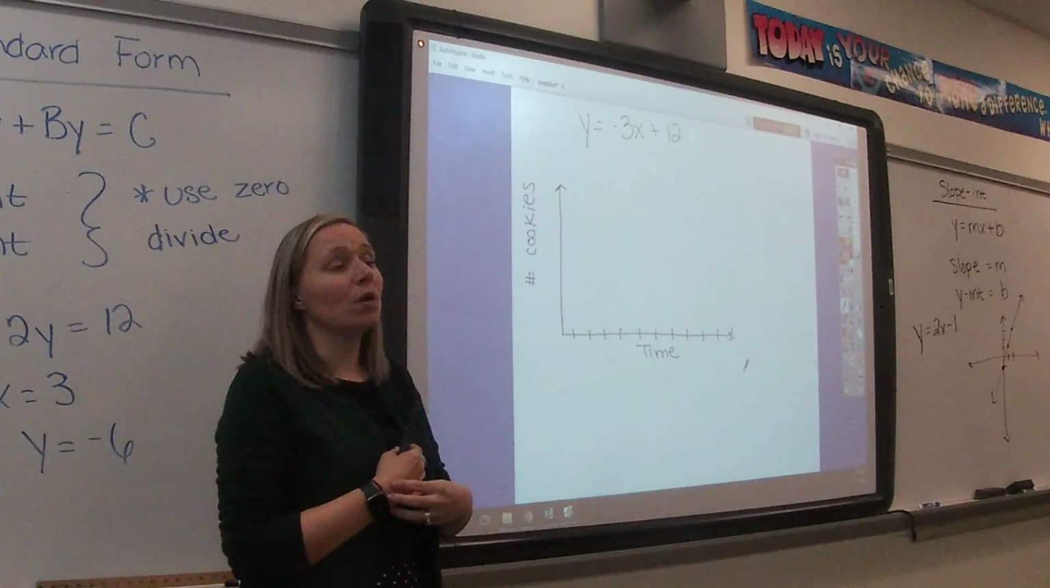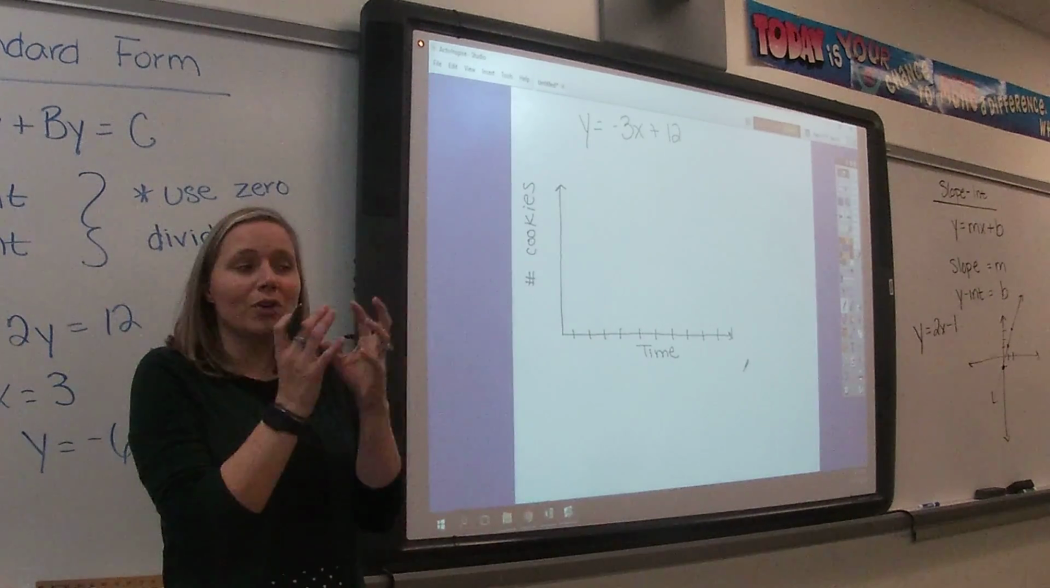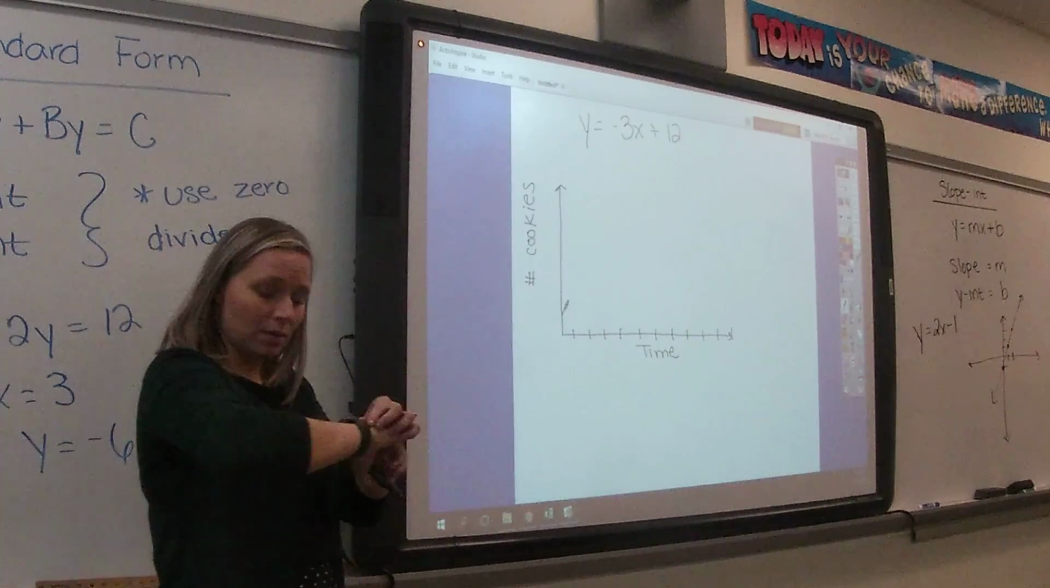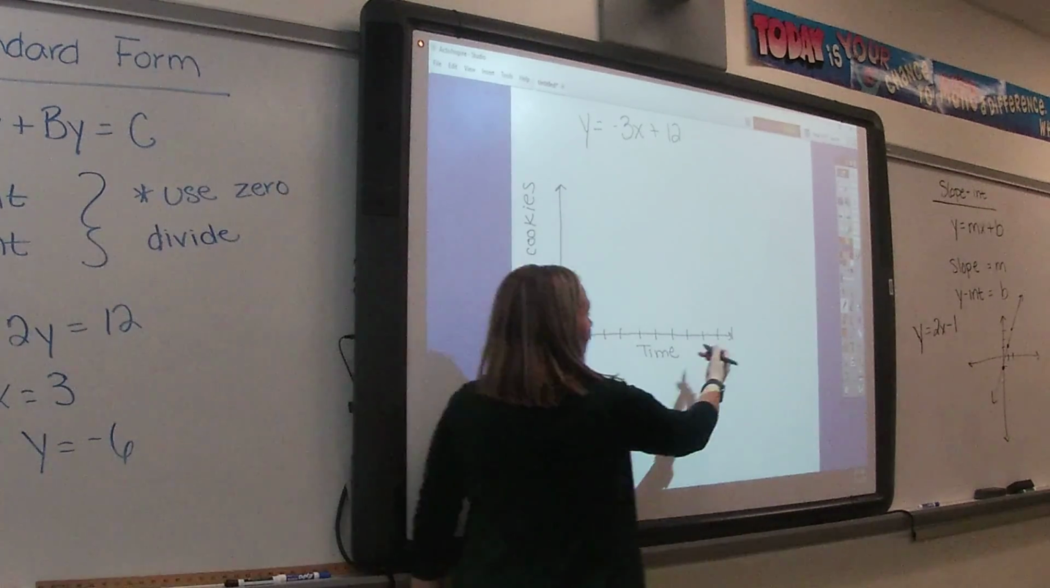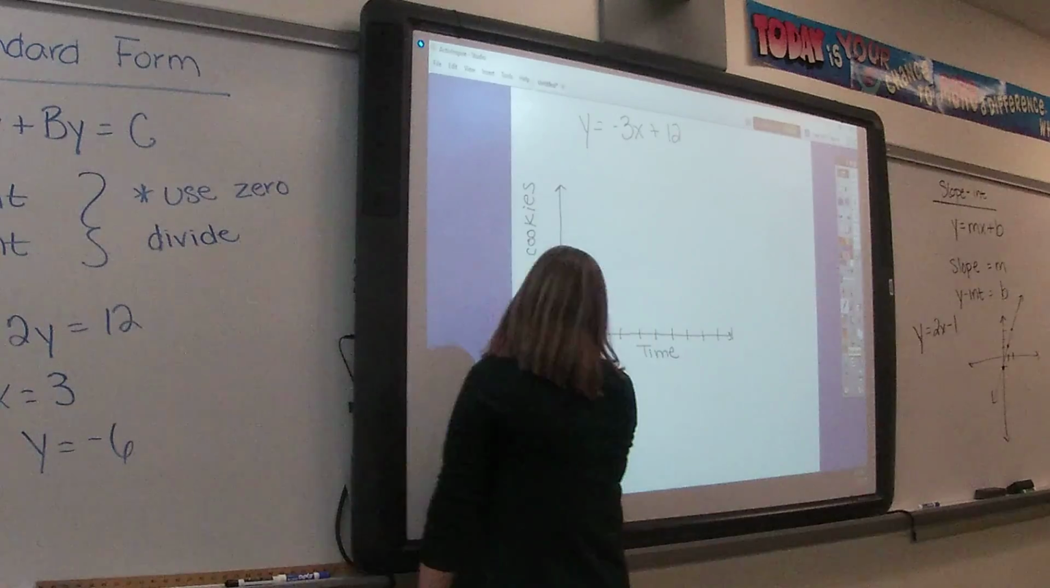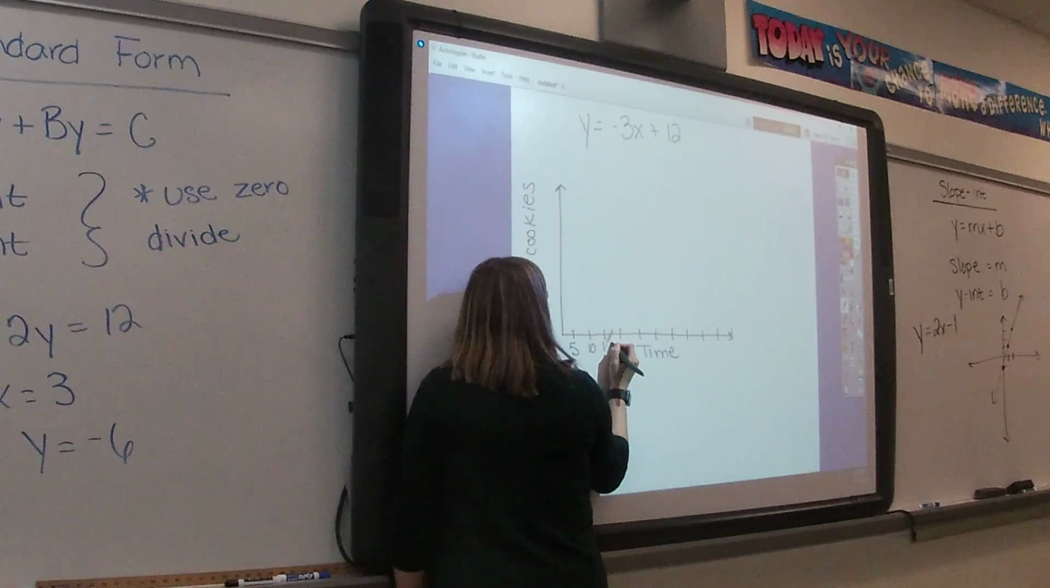Okay, I don't really care what you pick. Just don't make your graph so teeny tiny that it's all within this little space. And don't make it so that you're having to go way over here before you start. Does that make sense? So let's count by 5s. So 5 minutes, 10 minutes.